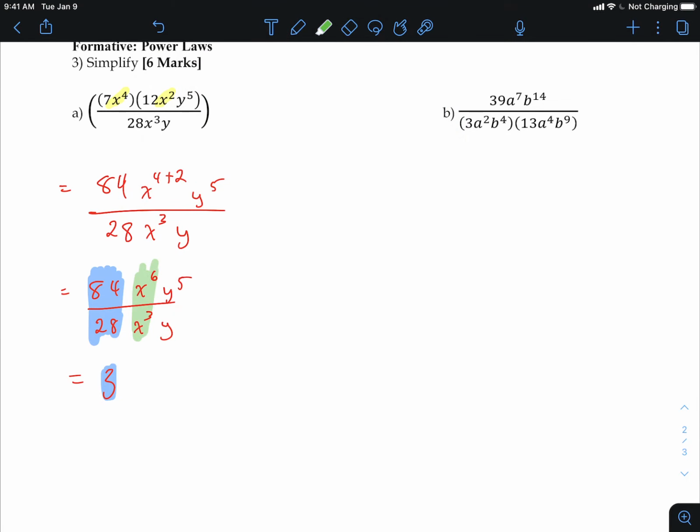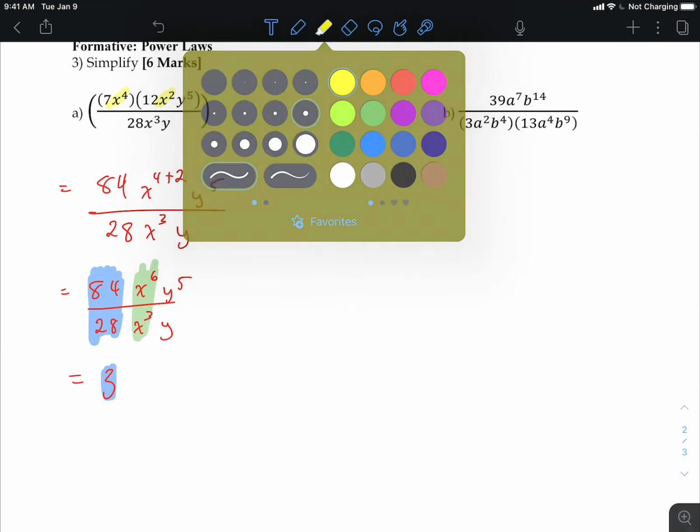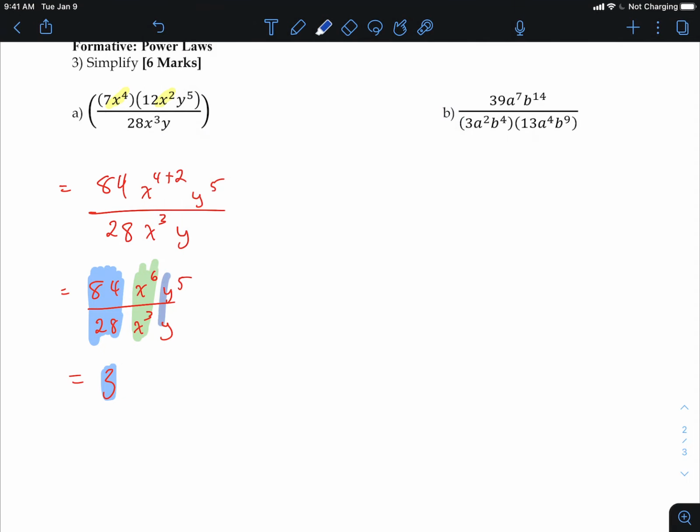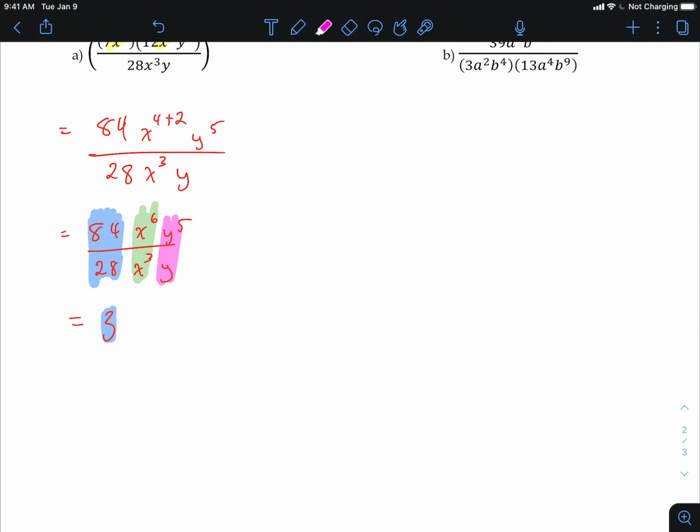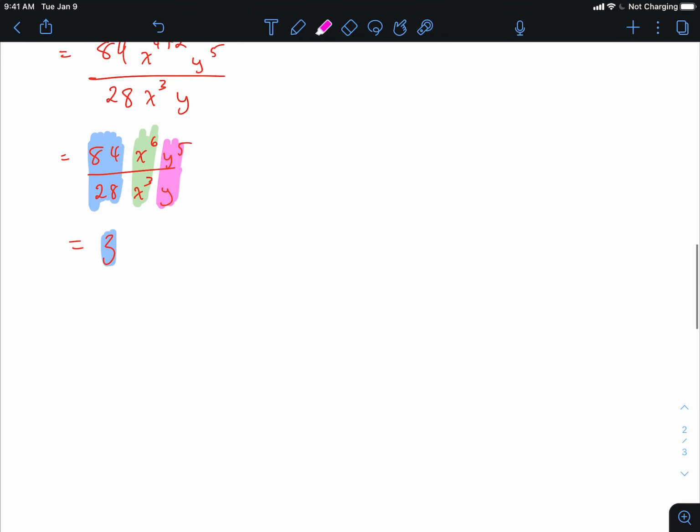Hopefully you guys can see all these colors. I don't know how they turn out. That's all right. And then the last one will be blue, maybe. Darker blue. Purple. Okay, so just subtract those exponents. So we get x to the 6 minus 3, y to the 5 minus 1. There's an imaginary 1 on that y. And we finish it off, and this is the end of the question. 3x cubed y to the 4. Final answer.